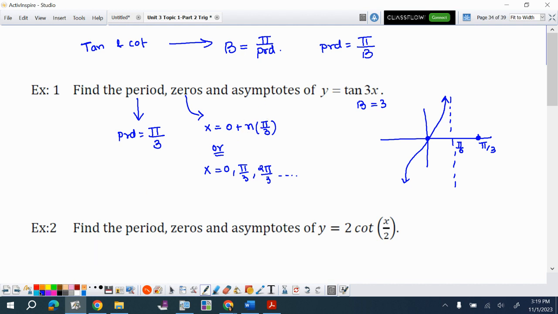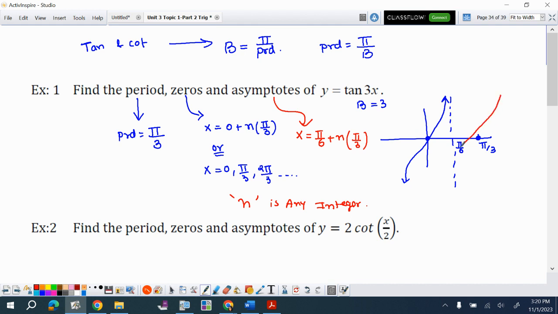Okay, so where are the asymptotes? You can see the first asymptote is at half the period. So x equals pi over 6 plus it repeats at every period, and n is any integer. You just declare that and you are good. The first asymptote is always half the period.